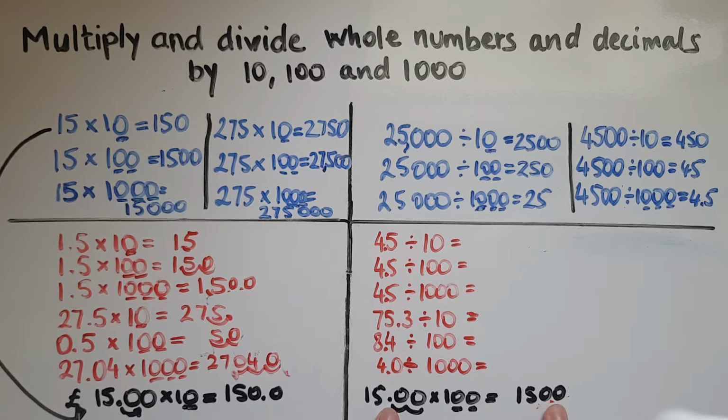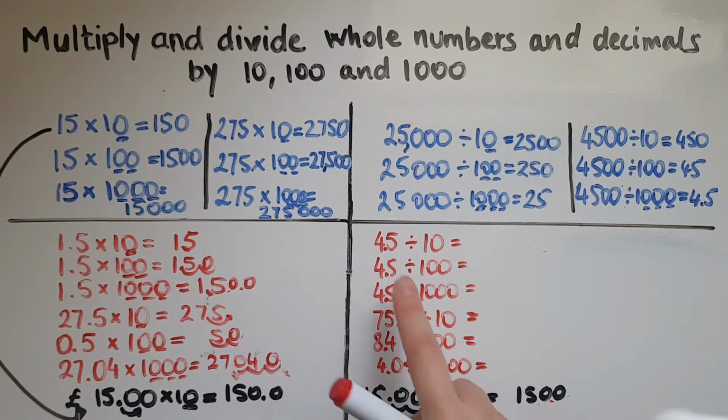So what are we learning through this? The number of places you move depends on how many zeros there are in the 10, 100 or 1000 that you're multiplying by, and which direction you move in really depends on what you're doing, what the operation is. So when you multiply, you move in the positive direction. When you divide, you move in the negative direction to make the number smaller.